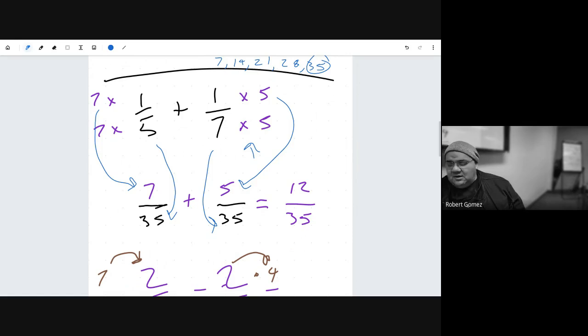Now I'm going to ask myself, this is a proper fraction, right? And I'm going to ask myself, well, can I reduce this? I don't think so. I don't know if 12 and 35 have a common number. I can try, but I don't think they do, because 35 has 5 and 7, and that's it.